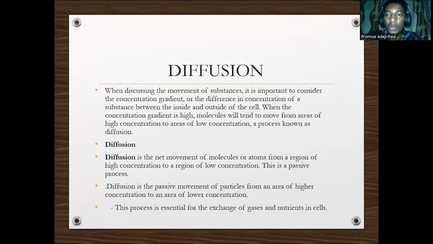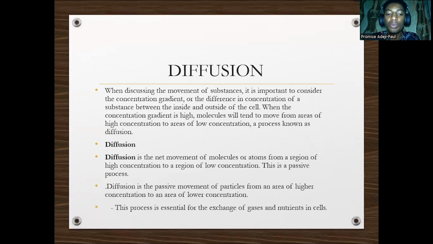There have to be difference in concentration between inside the cell and outside the cell for there to be a concentration gradient. So when the concentration gradient is high, molecules will move from areas of high concentration to areas of low concentration. And this is what we call diffusion. So diffusion is, when there's a concentration gradient, that means difference in concentration between inside the cell and outside the cell, things will tend to move from high concentration to low concentration.